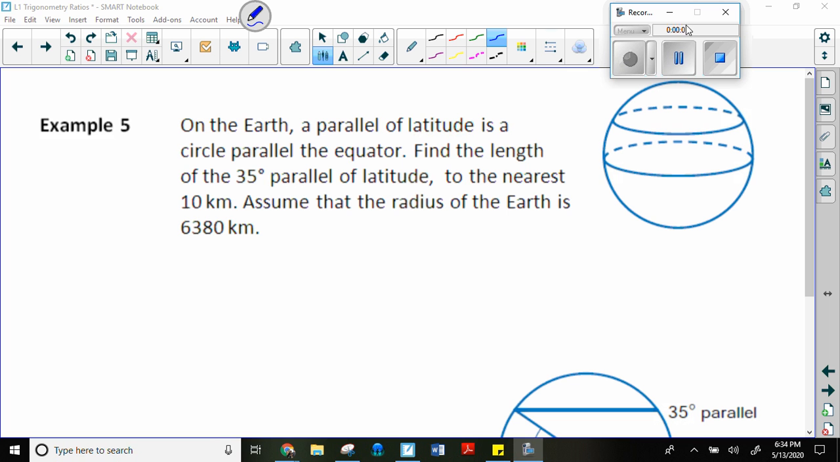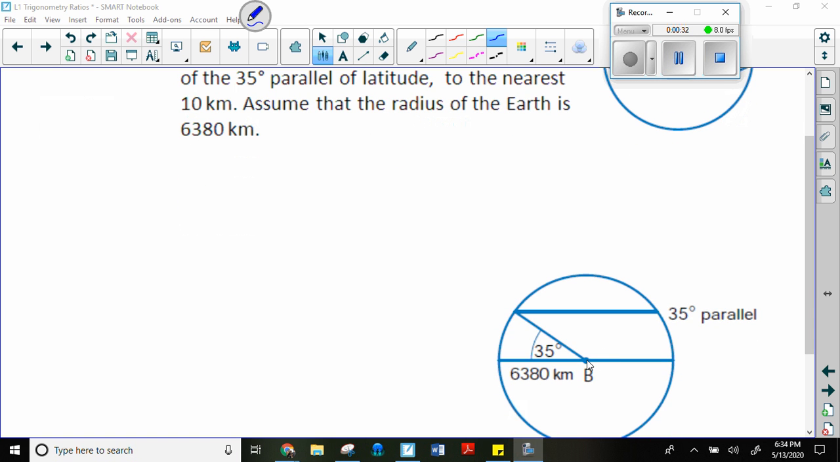All right, next question. On Earth, a parallel of latitude is a circle parallel to the equator. So if the equator cuts the Earth in half, and you imagine the Earth getting sliced into disks, those are your parallels of latitude. The 35-degree parallel of latitude means that if you go into the center of the Earth and you have a 35-degree angle of elevation, this line where that radius hits is your 35 degrees.